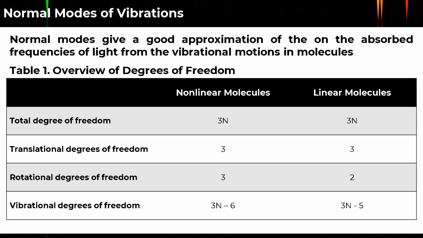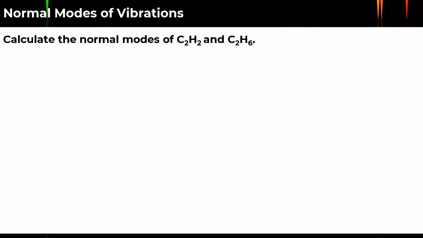Now, let's move on to the normal modes of vibration, or the independent and orthogonal motions of each atom in a molecule. The table shows the overview of the degrees of freedom, where the vibration degrees of freedom also show the calculation for the normal modes of molecules. For nonlinear molecules, it is 3n minus 6, and for linear molecules, it is 3n minus 5.